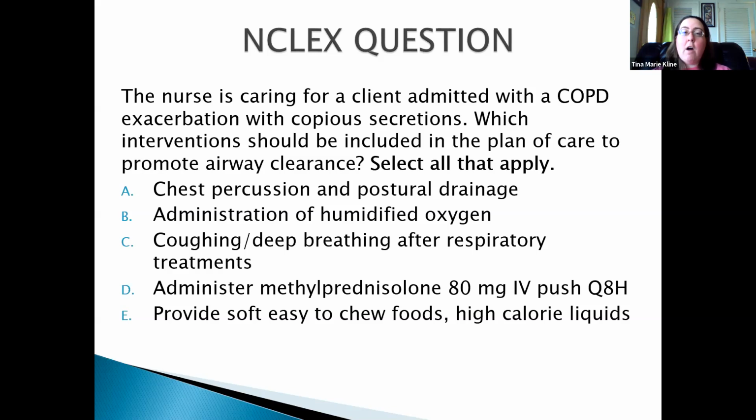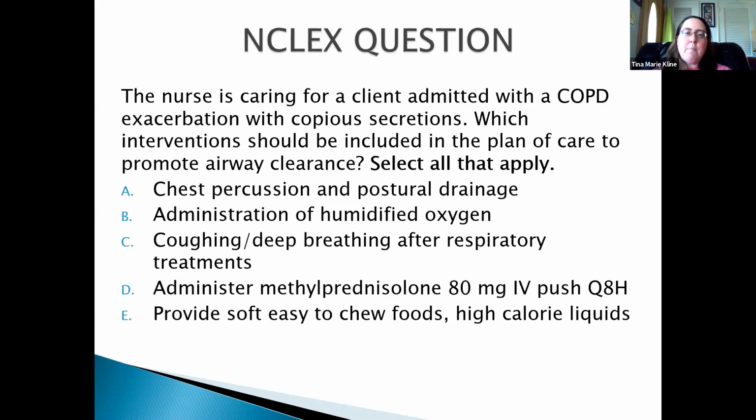All right, C, coughing and deep breathing after respiratory treatments. Well, yeah, the respiratory treatment will help open up the airway. The coughing and the deep breathing will help hack those loogies up. So that's a good thing. I like C. So far I like A, B, and C.